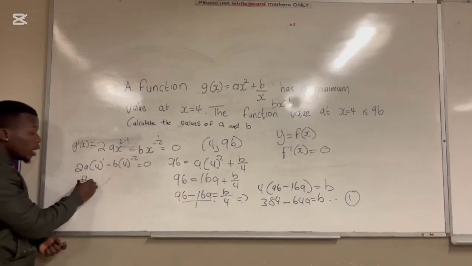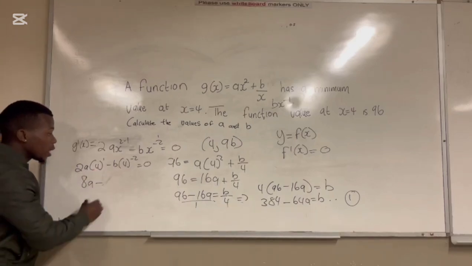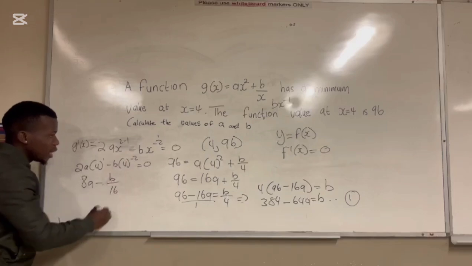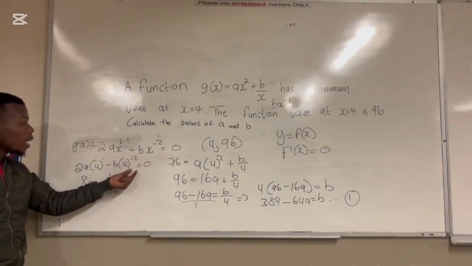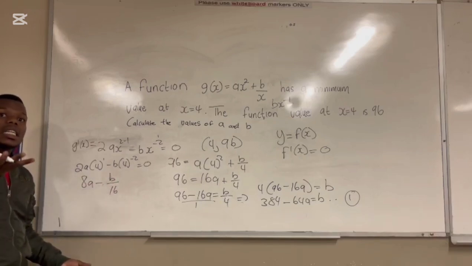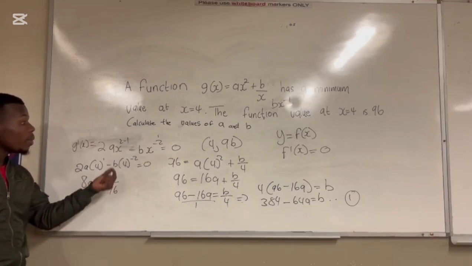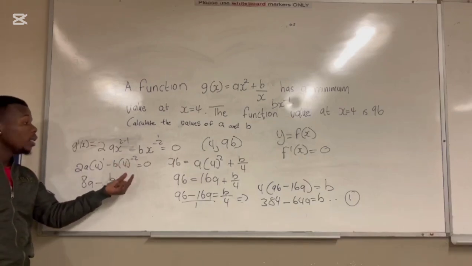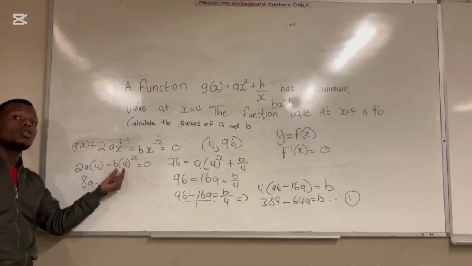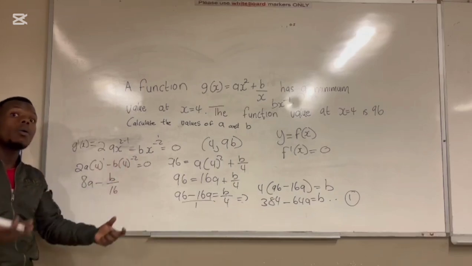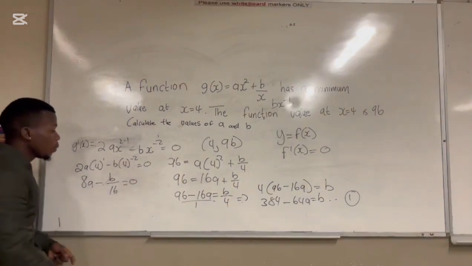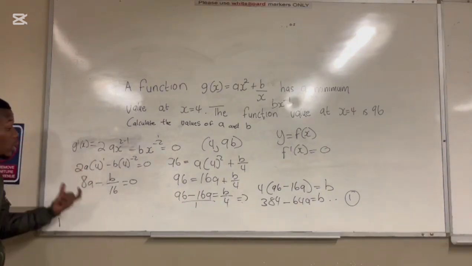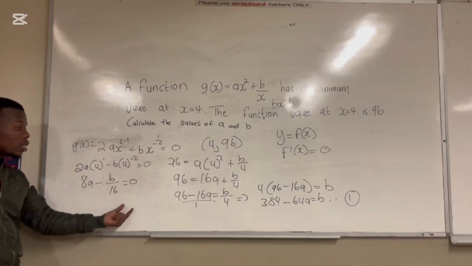8a minus b over 16, because 4 to the power of negative 2, as soon as this 4 becomes a denominator, its exponent will change the sign. Remember, the exponent was negative 2, meaning as soon as I make 4 the denominator, this will be 4 to the power of 2, which is b over 16 is equal to 0. But I will take this minus b over 16 to this other side.